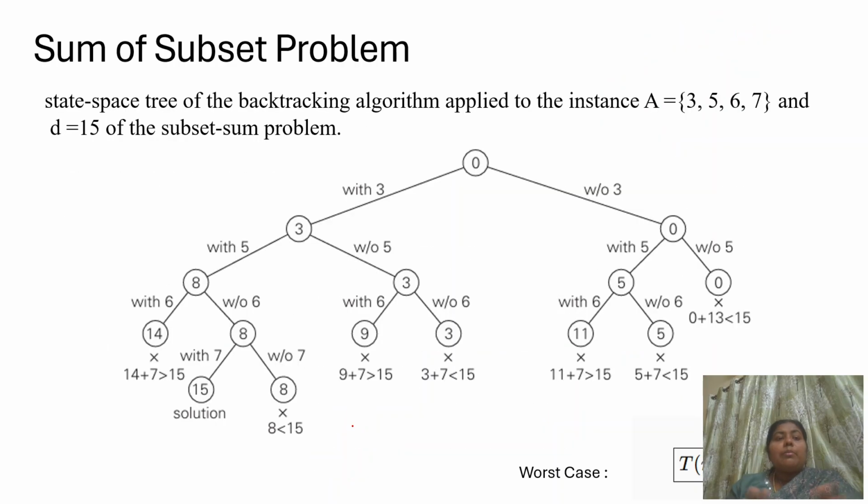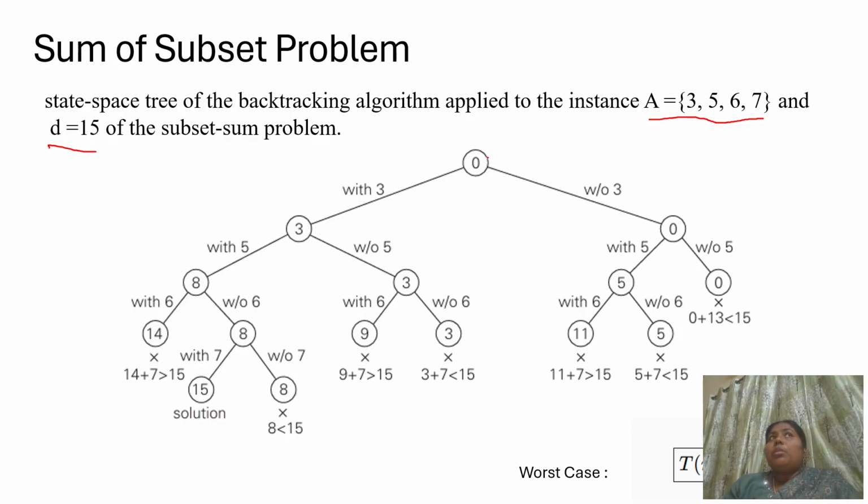I am going to explain this with a state space tree, using a backtracking algorithm. I have an instance. The instance is given as A equal to 3, 5, 6 and 7. What is the target I am giving here? That is D equal to 15. I am starting from the initial node. What is the initial node here? 0. What is the weight of this node? That is nothing but 0.